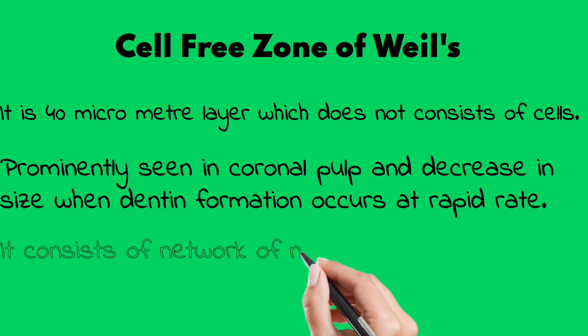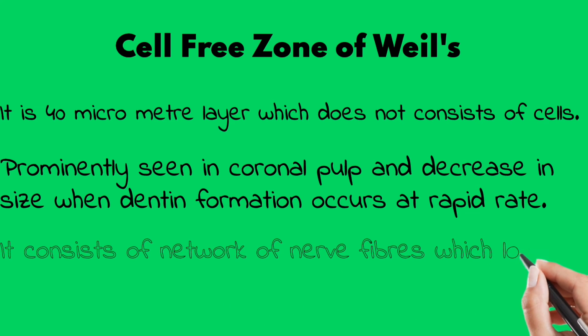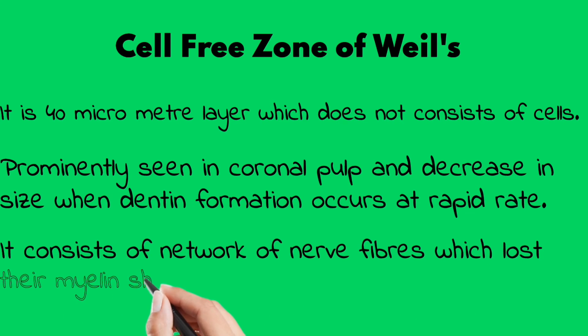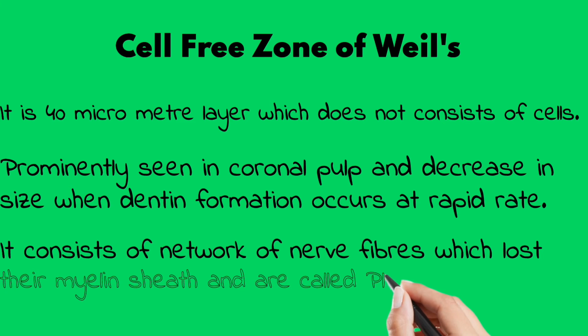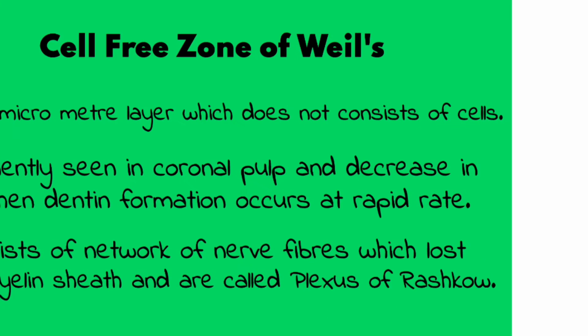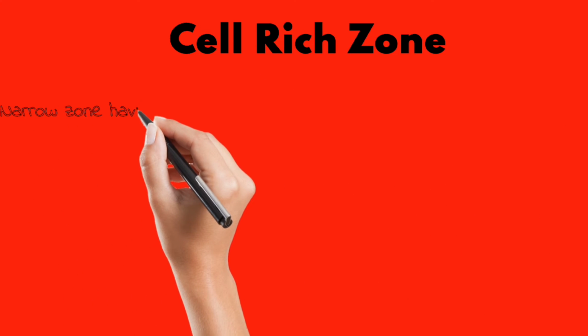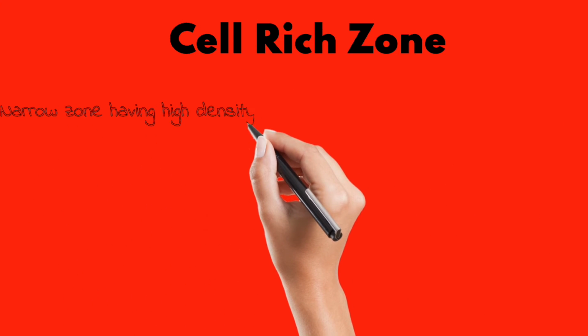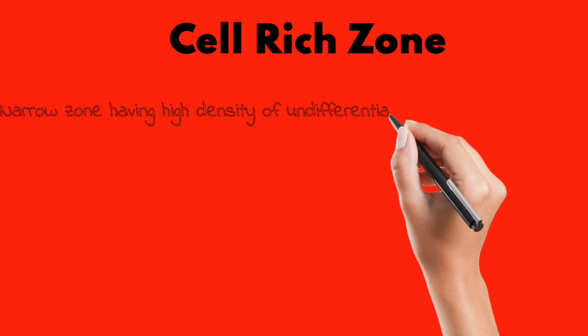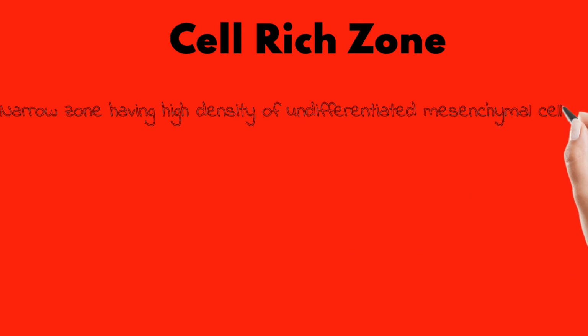So these are devoid of cells, and they are prominently seen in the coronal pulp and decrease in size when dentin formation occurs at a rapid rate. It consists of a network of nerve fibers which lost their myelin sheath and are called the plexus of Raschkow. We already learned this in previous slides.